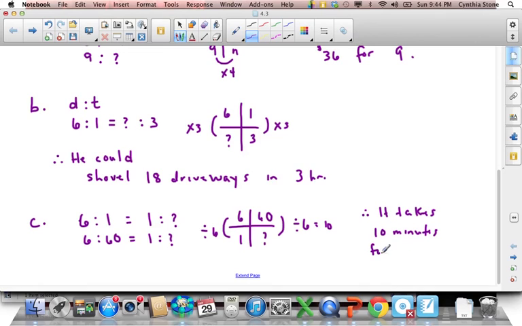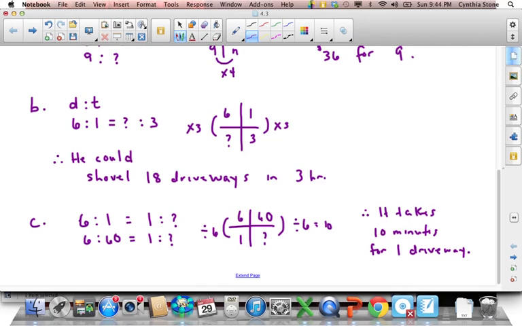Which, by the way, is much nicer than the point. I think it's like 0.16 or something we would have gotten. 0.16 hours. We don't really think about 0.16 hours. We think about 10 minutes.